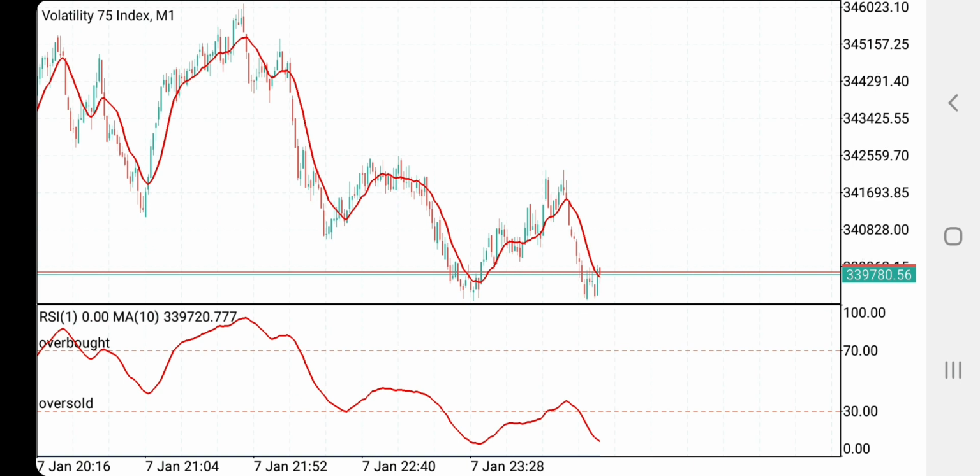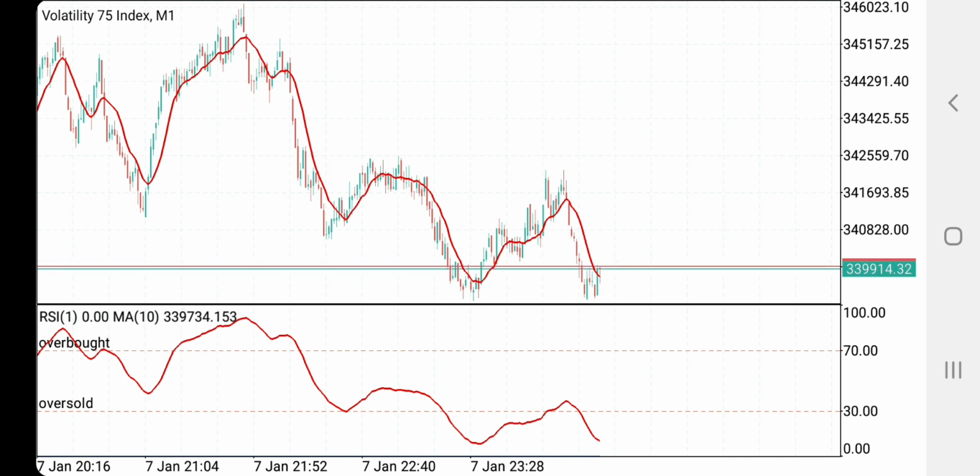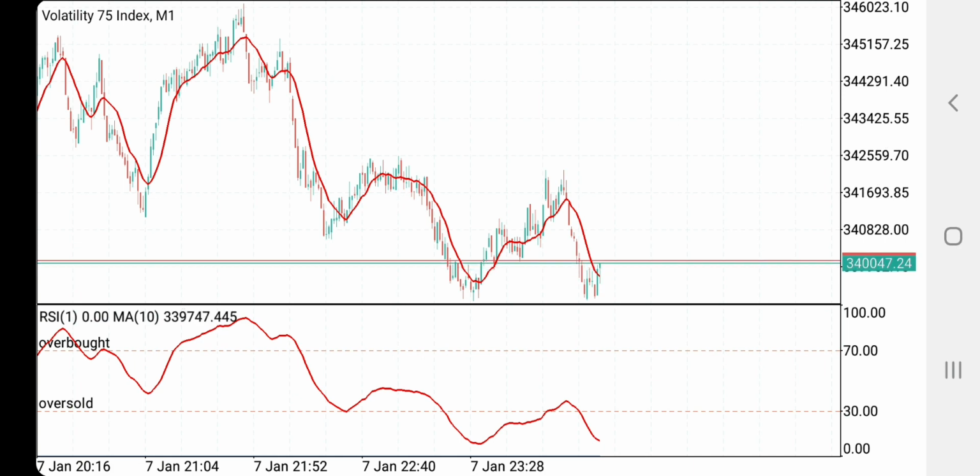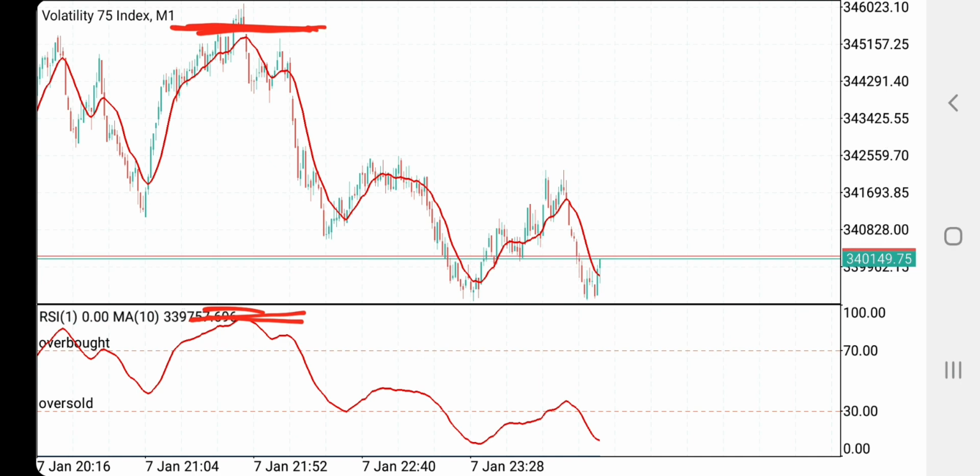In this case, ladies and gentlemen, we can see that when the market, or rather the moving average, goes above the overbought level, we're looking for selling orders. That is basically what we're looking for. For example, you can see the market, this was the overbought level. It went beyond the 70 margin, and then the market started flowing down.